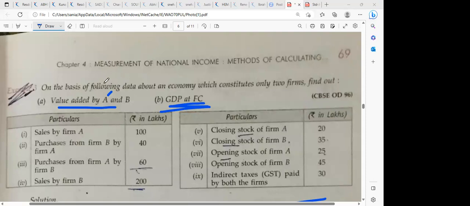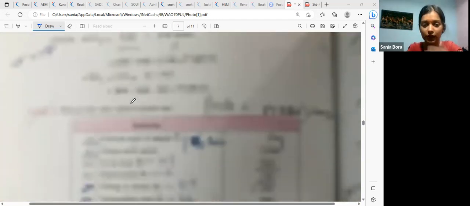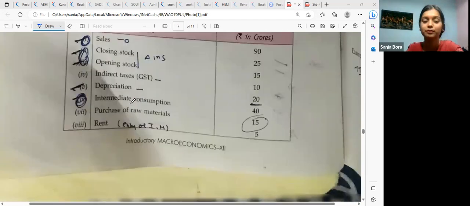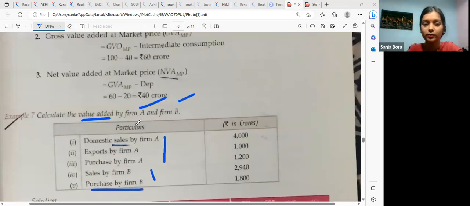So basically, you joined late, right? So I was discussing a question, this one, where firms A and B are given. Vanisha, just wait a minute. I am just scrolling it down so that she can also understand. So for example, over here, they have asked you to find the value added, meaning the GVA at MP, by firm A and firm B.